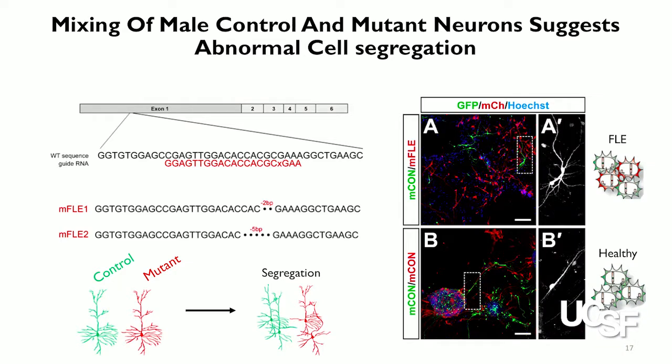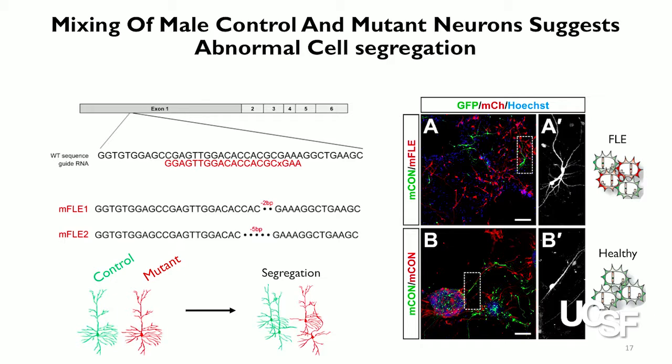So when we look at the patterns of the distribution of the GFP versus the mCherry neurons in the wild-type cells, the healthy cells, you could see the mCherry and the GFP cells growing, mixing together quite nicely. However, in this female FLE state, the GFP cells, the control cells, don't really like to mix in with the mCherry, and they always tend to stand by themselves.